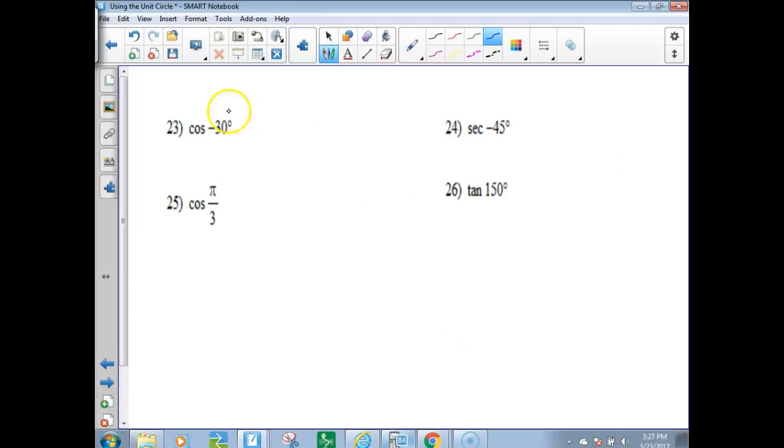Couple more. Think you got the idea? You're looking at the x part of the point at negative 30. Isn't that point... The x part is square root of 3 over 2.